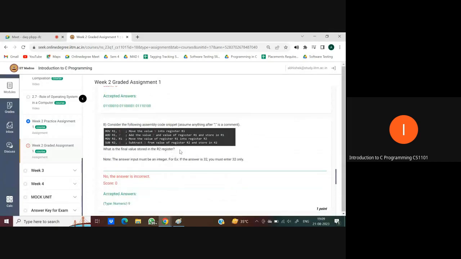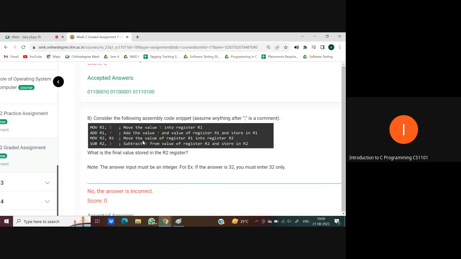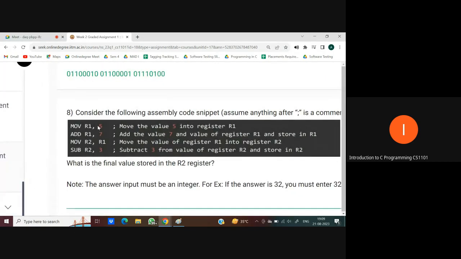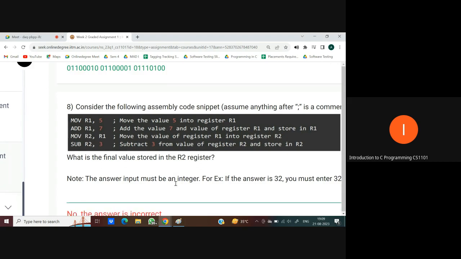So looking at this question, it is not zooming up. What you are doing is, again, simple instructions. You are moving a value of 5 to R1. Then you are adding two values, R1 and 7, and you are storing the result back in R1. So 7 plus 5 becomes 12. R1 is now having value 12. Then you are moving that value of 12 to R2. And then you are subtracting 3 from that 12. So it becomes 9, and you are putting it back into R2. So the final value of R2 is going to be 9. That is simple enough.